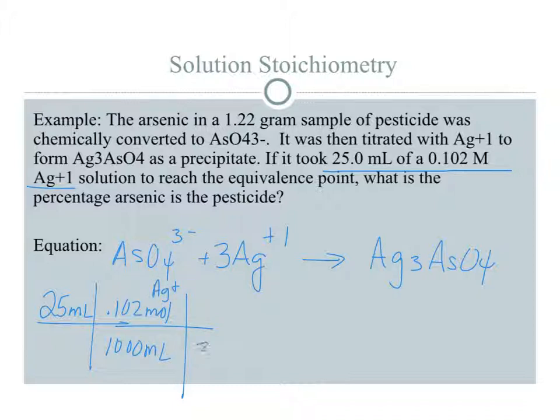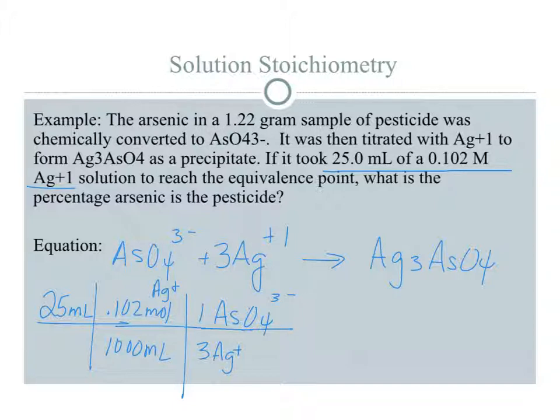in my balanced equation, I have 3 Ag+ going to 1 AsO4 3 minus. So that will get me moles.